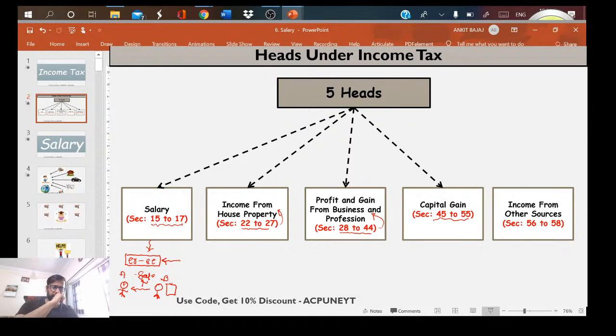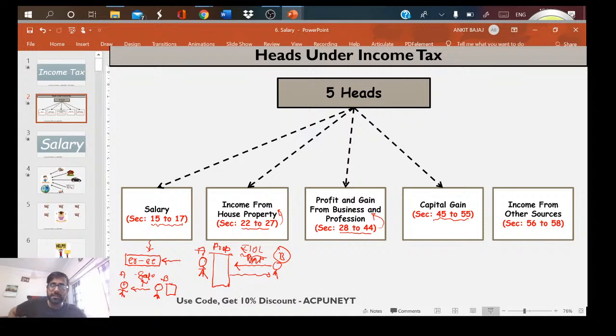Then income from house property. Any rental income earned from property will be taxable under the head income from house property. Is it clear? Let's suppose Mr. A has let out his property to Mr. B. Mr. B is paying rent of rupees 10 lakh every year to Mr. A. So in this case, Mr. A has to pay tax under the head income from house property.